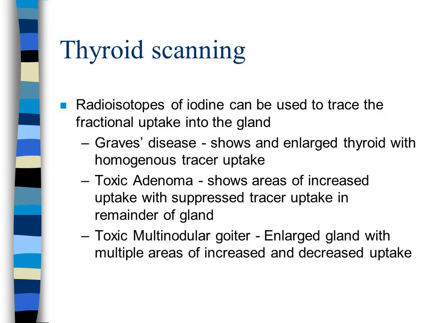Thyroid scanning. Radioisotopes of iodine can be used to trace the fractional uptake into the gland. Graves' disease shows an enlarged thyroid with homogeneous tracer uptake. Toxic adenoma shows areas of increased uptake with suppressed tracer uptake in the remainder of the gland. Toxic multinodular goiter: enlarged gland with multiple areas of increased and decreased uptake.